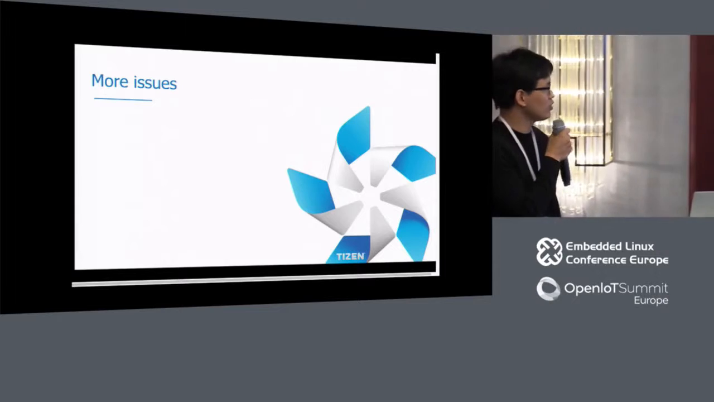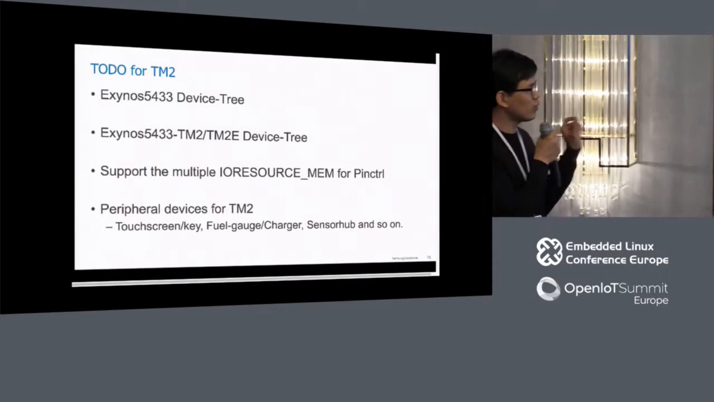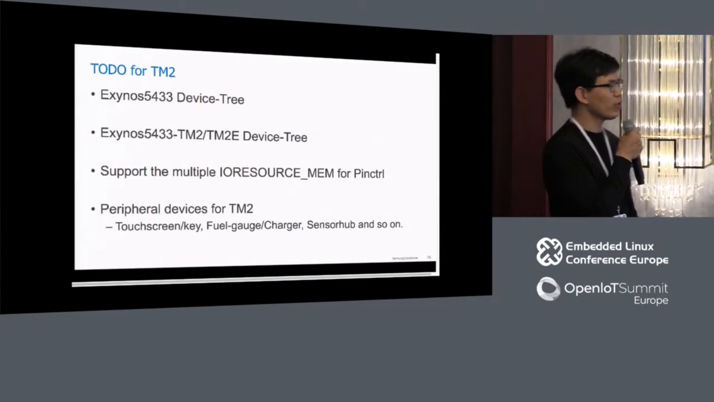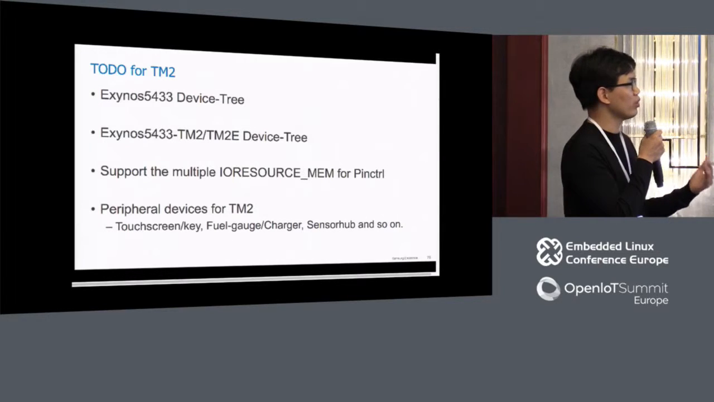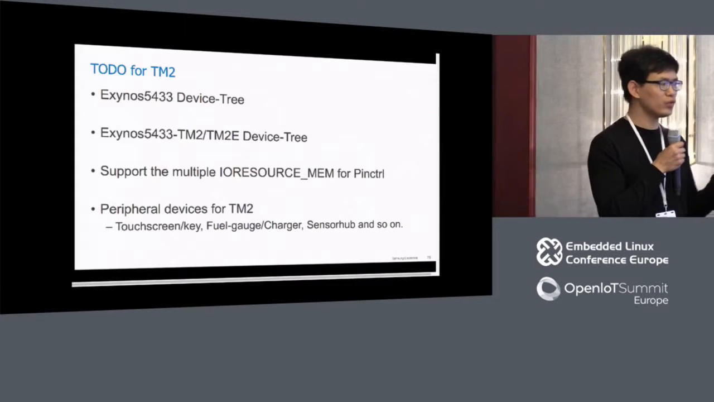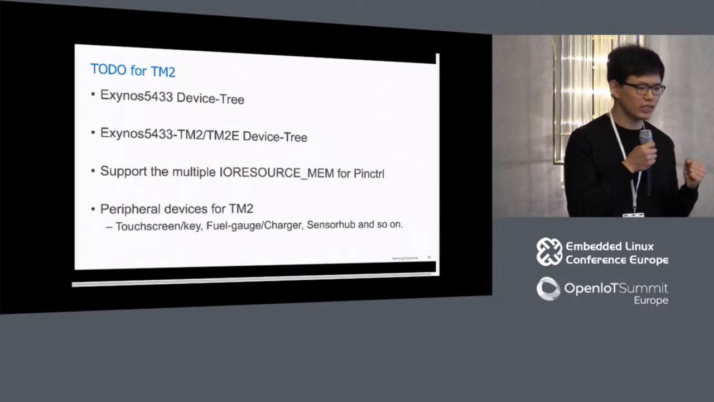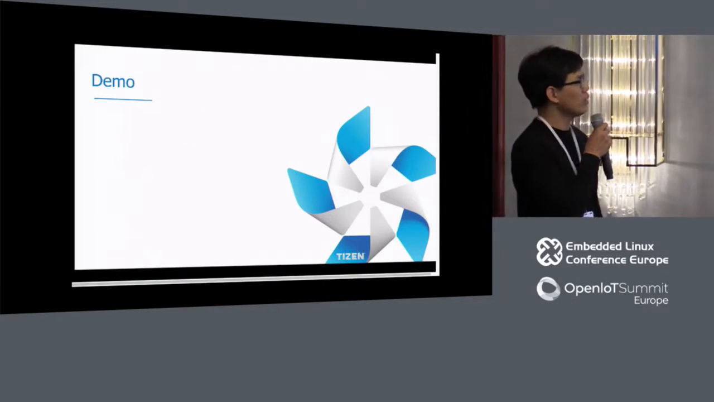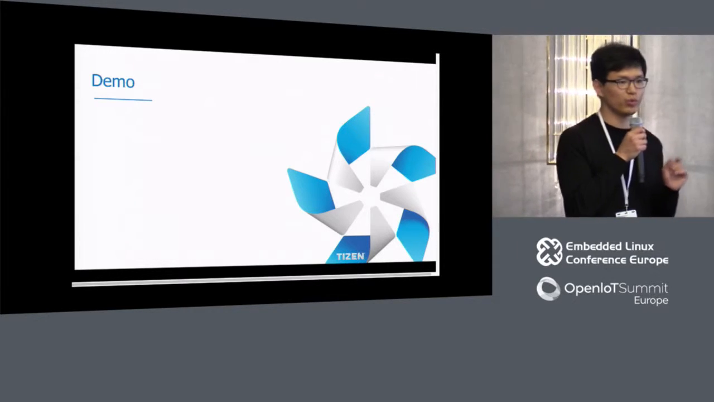So I just explained some issues. This page includes some issues to support the TM2 on the mainline. I tried to post the patches for the Exynos5433 and TM2. Also, you can check the old history and patches for TM2 on the Tizen Git repository. I prepared a short demonstration for the TM2 with Tizen.